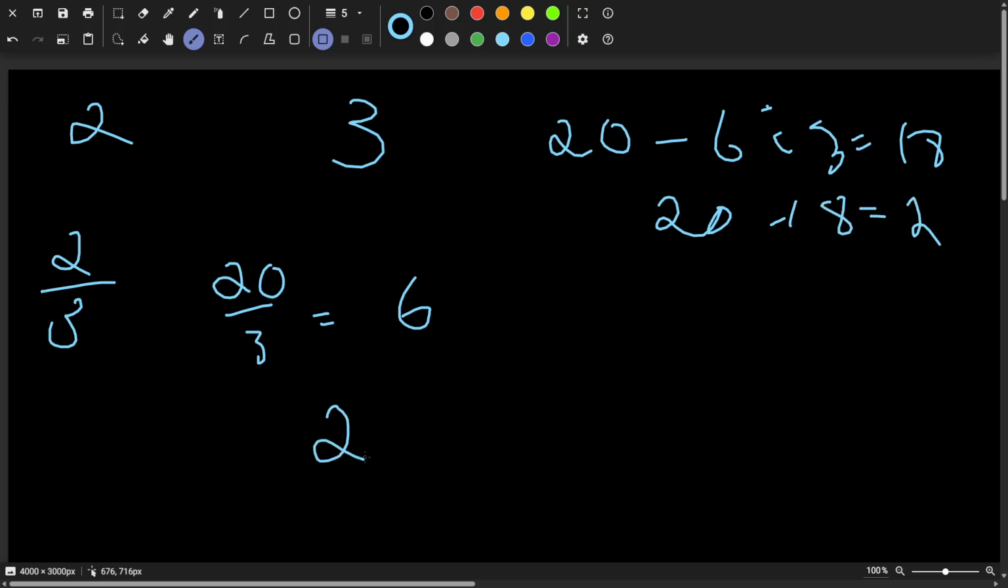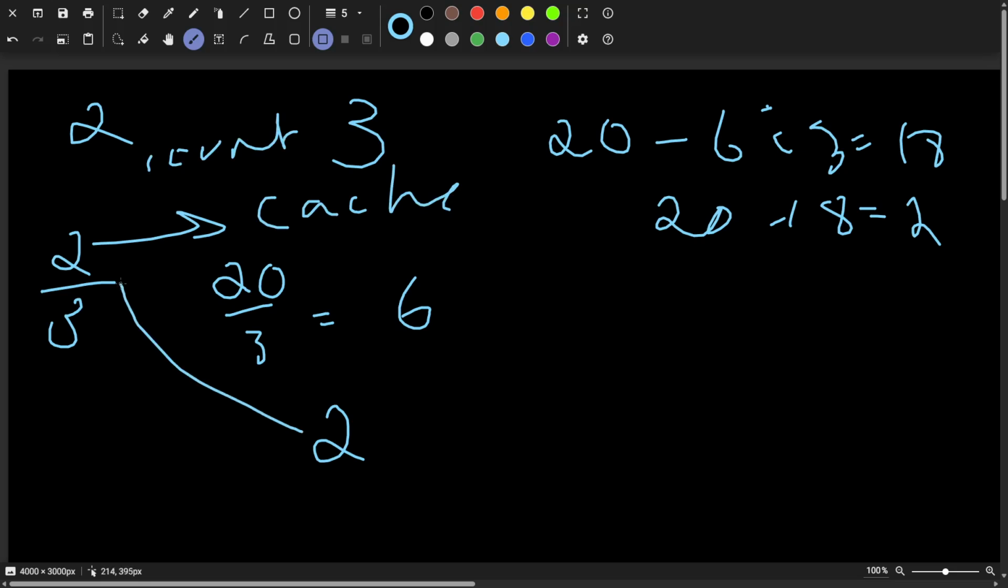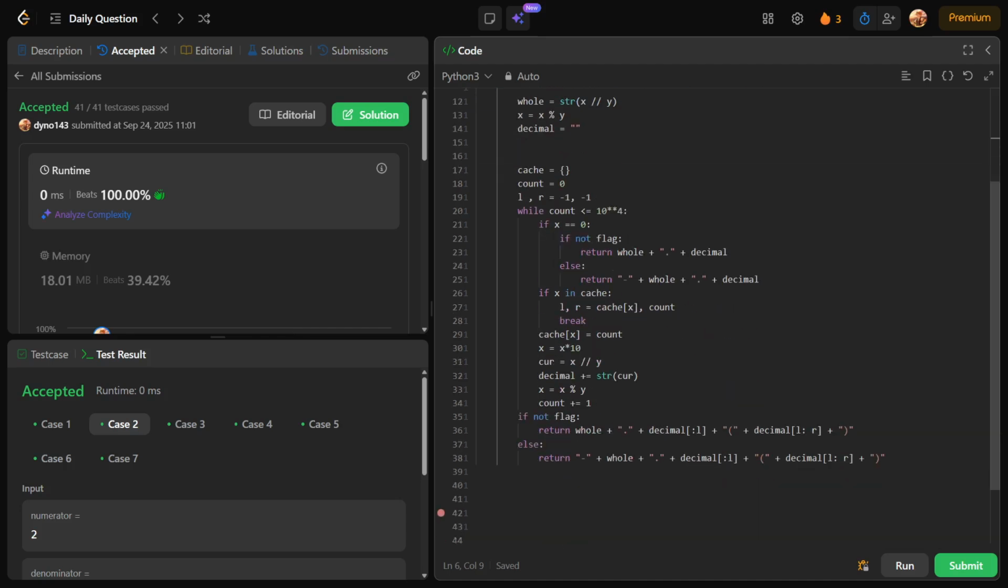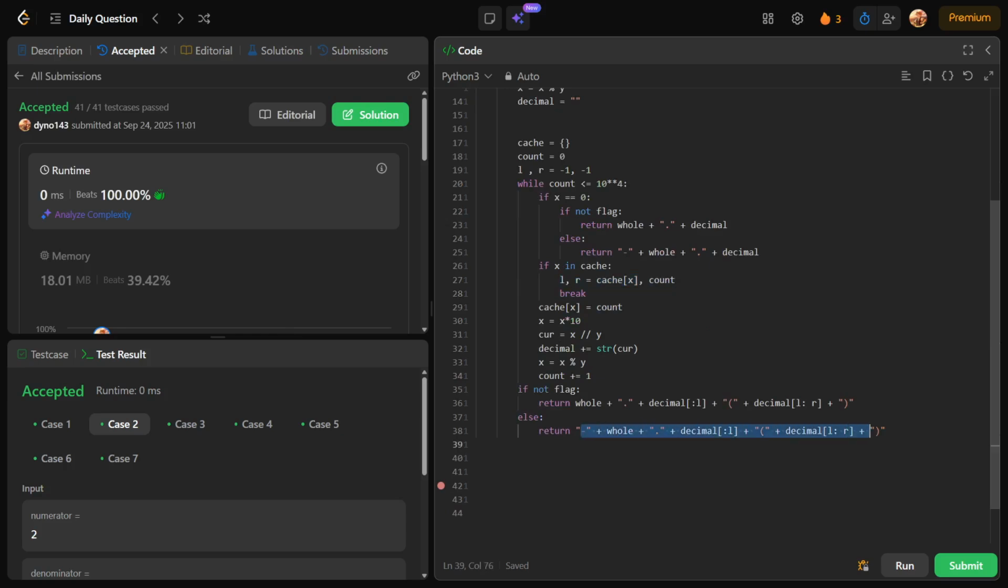Now we get x is 2 again, the new 2. And since 2, we add this to a cache and we store the index, which is the count. And since the new 2 is already there in the cache, the new count here is 1. So 0 to 1 are the indices of the repeating sequence. So that's what we're storing here, L and R. L and R are the repeating sequence. And after that, it's just a matter of string concatenation, and then we return the answer.